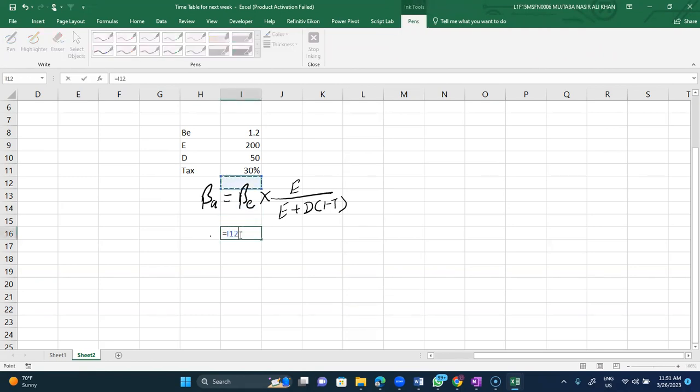Beta equity into market value of equity, divided by market value of equity plus market value of debt into 1 minus T, that is 0.7. That is 1.02128. This is ungearing. If you are moving from beta equity to beta asset, this is ungearing.